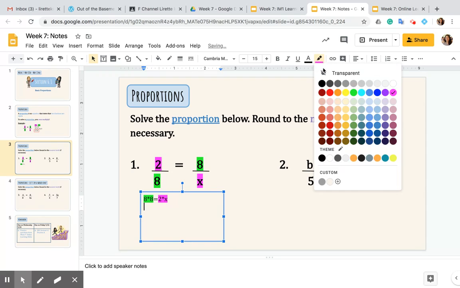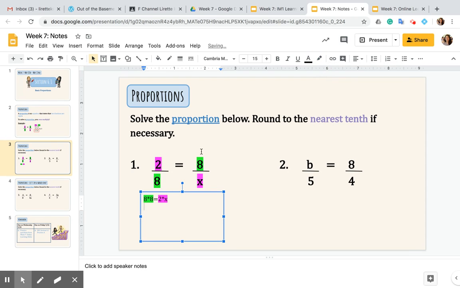And now that I have an equation ready to go, I can solve it. 8 times 8, I can simplify that to 64. 2 times x, that's just going to give me 2x. So to get the x by itself, 2x, that's multiplication, I need to divide both sides by 2. So I'm going to divide the left side by 2 and the 2x by 2. When I divide 2x by 2, that's going to leave me with x. 64 divided by 2 is going to give me 32.